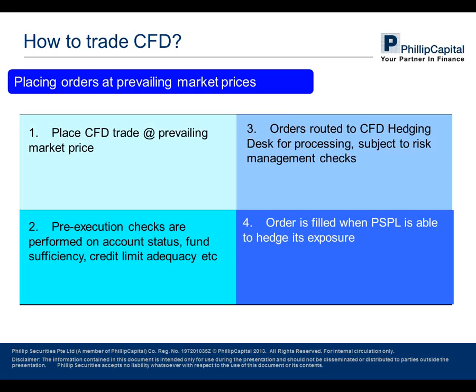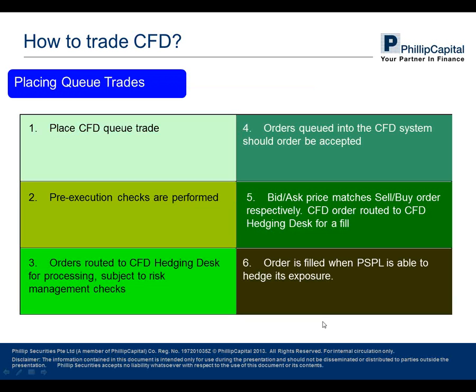How do you place orders? There is a market price and you place it according to either Poems, our CFD Trader 2, or even your Poems mobile. Then we will do pre-execution checks before it is routed to the hedging desk. It will be filled when we are able to hedge our exposure. You can even place queue trades. Again, you place a queue trade, checks are done, it's routed to the hedging desk and queued in the system. If it matches, then you'll be filled.